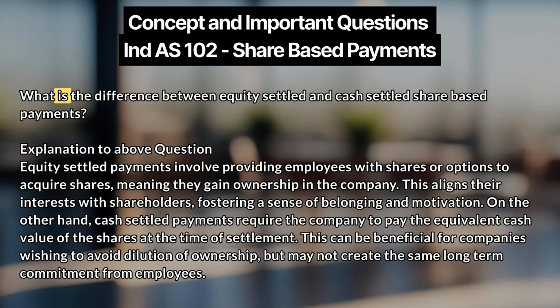Next question. What is the difference between equity-settled and cash-settled share-based payments? Equity-settled payments involve providing employees with shares or options to acquire shares, meaning they gain ownership in the company. This aligns their interests with shareholders, fostering a sense of belonging and motivation. On the other hand, cash-settled payments require the company to pay the equivalent cash value of the shares at the time of settlement. This can be beneficial for companies wishing to avoid dilution of ownership, but may not create the same long-term commitment from employees.